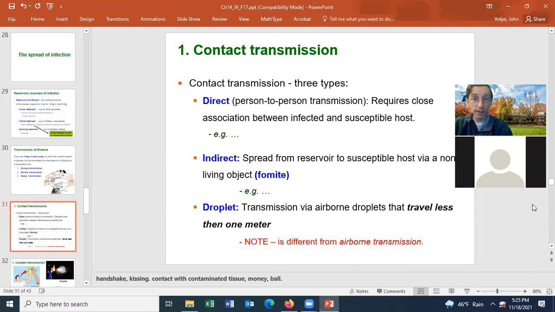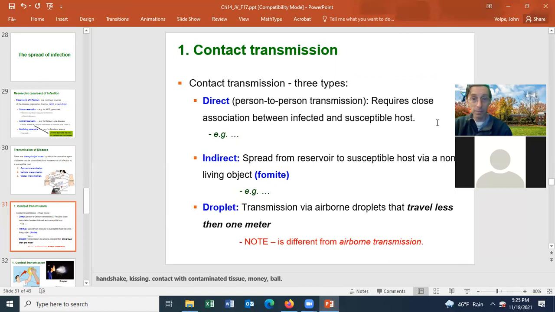Contact transmission has three types. There's direct contact transmission, and that would be a case of person-to-person transmission, requiring close association between the infected individual and a susceptible host. For example, somebody sneezes on their hand, and then they shake hands with someone. Kissing is another case of direct person-to-person transmission.